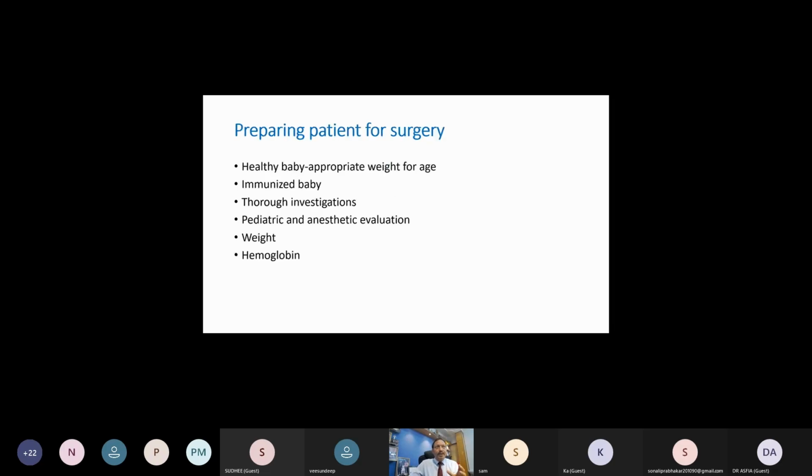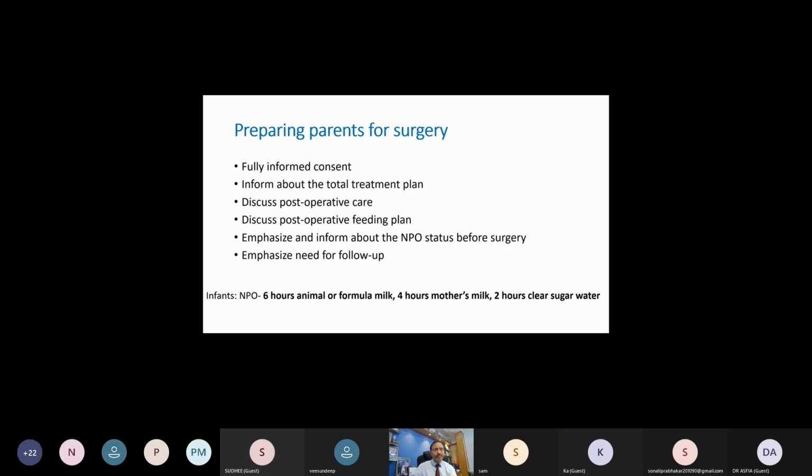Now, to prepare a patient for surgery, the patient should be healthy and of appropriate weight for the age. It should be immunized and thoroughly investigated, and a pediatric and anesthetic evaluation should be done. So the weight should be good, hemoglobin should be good.